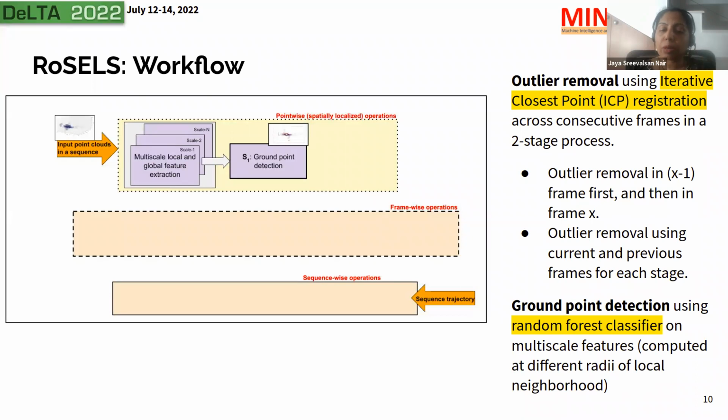Once we remove the outliers, we are now ready to implement S1, that is the ground point detection using a random forest classifier. So what we do here is we run the random forest classifier on the multi-scale local features and the global features that we talked about earlier. And we then label the points as either ground points or non-ground points.